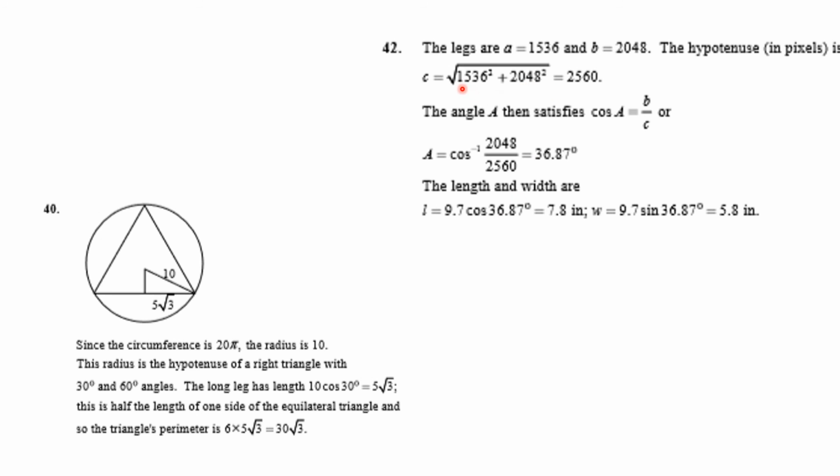On the other one, we have to find C. We use the Pythagorean theorem in our calculator, and the angle A has cosine of A being B over C. And so A is equal to the inverse cosine of that ratio. We use our calculator to find out that's 36.87 degrees. And that means the length is going to be this, and the width is going to be that. And you really wanted to draw a picture from the words in order to feel good about that.